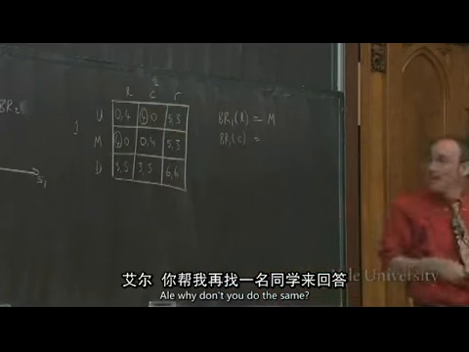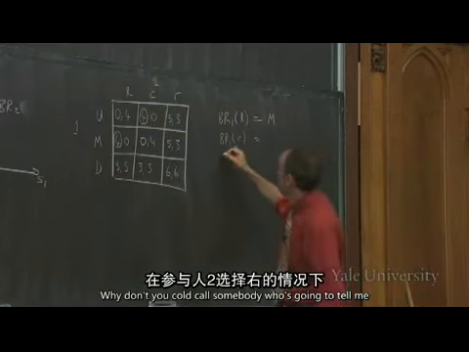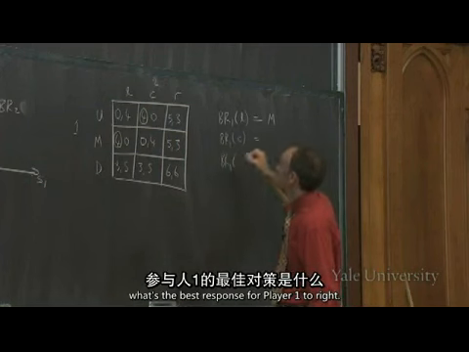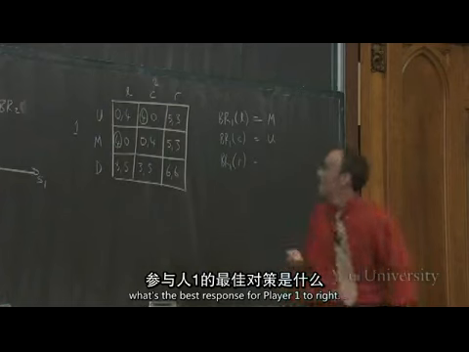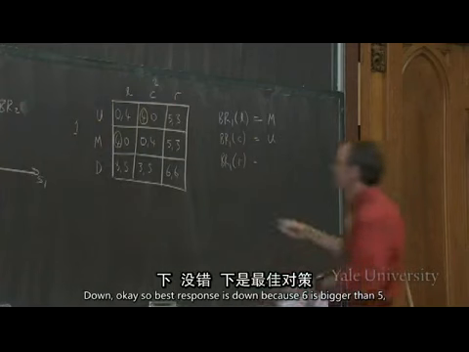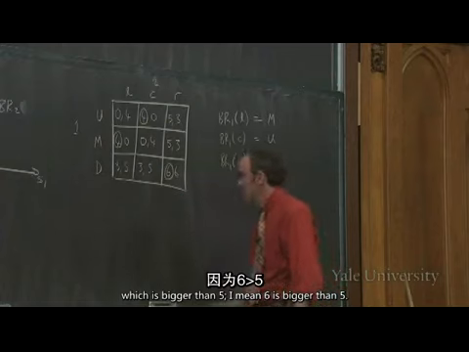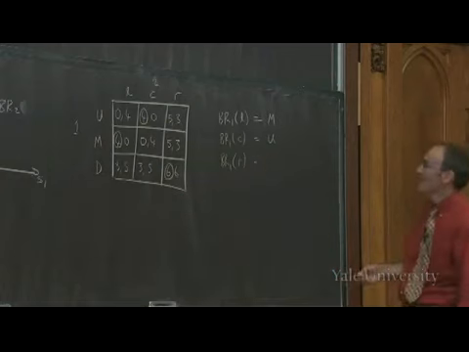All right, and Ali, why don't you do the same? Why don't you cold call somebody who's going to tell me what's the best response for player 1 to right? Down. Shout it out. Down. Down. Okay. So best response is down because 6 is bigger than 5. Okay. All right.